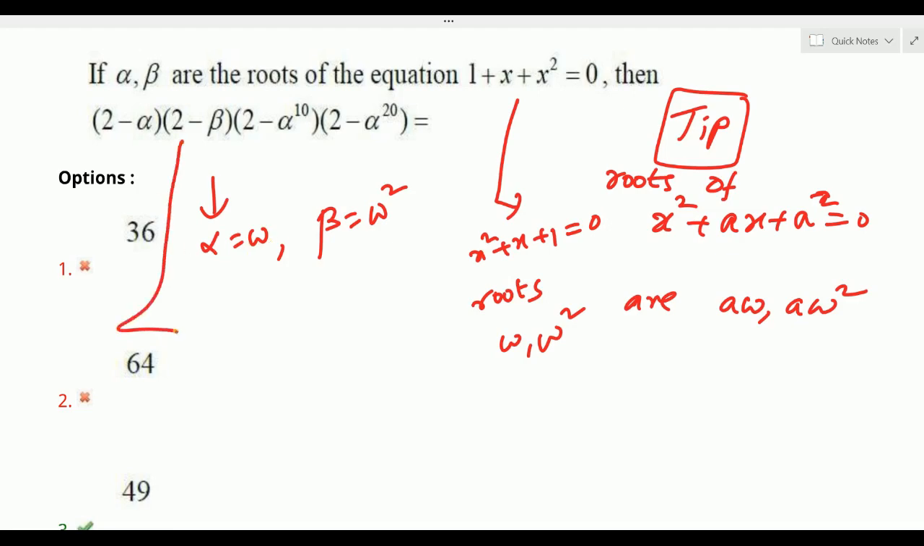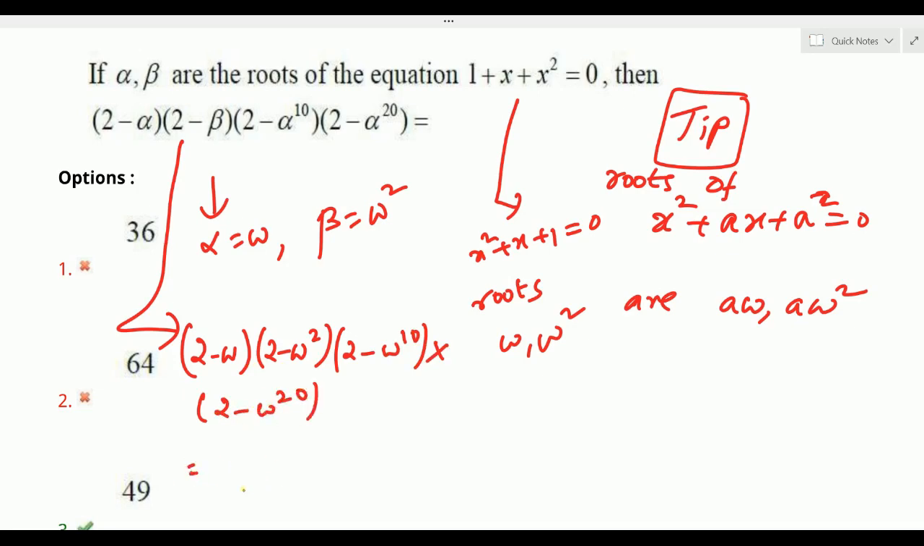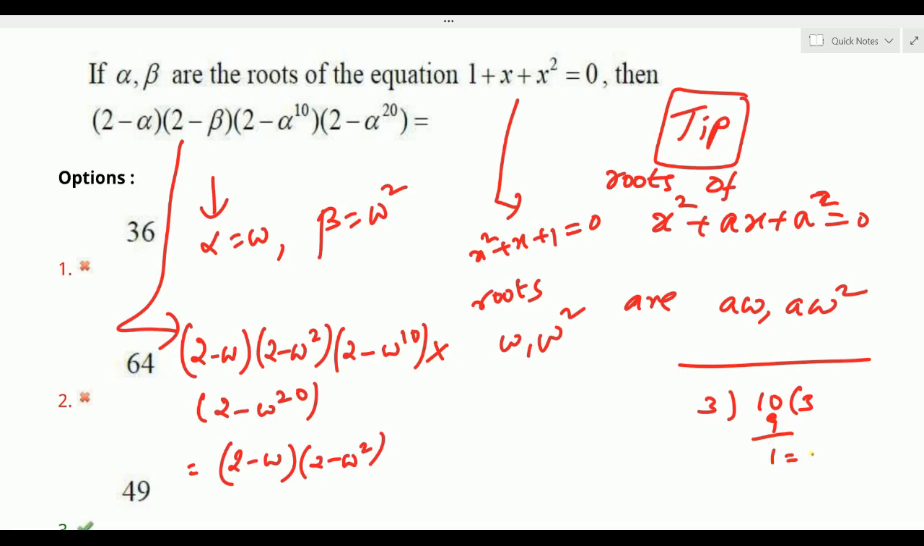Now we want this result: 2 minus alpha, that is 2 minus omega, into 2 minus beta, 2 minus omega square, into 2 minus alpha power 10, meaning omega power 10, into 2 minus beta power 20, meaning omega square power 20. So already I did this one: 2 minus 1 omega, 2 minus omega square. We can write this as omega power 10. I gave you the short form: for omega power 10, divide 10 by 3. 3 3s are 9, so 1 is the remainder left over. That 1 we put in the power of omega, so omega power 1.